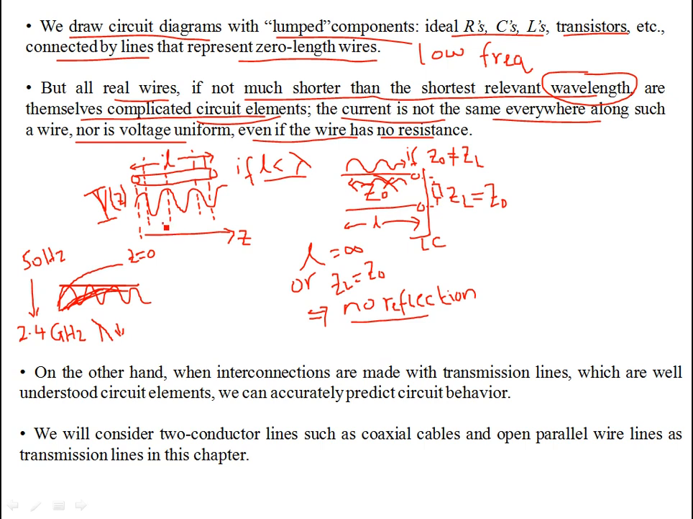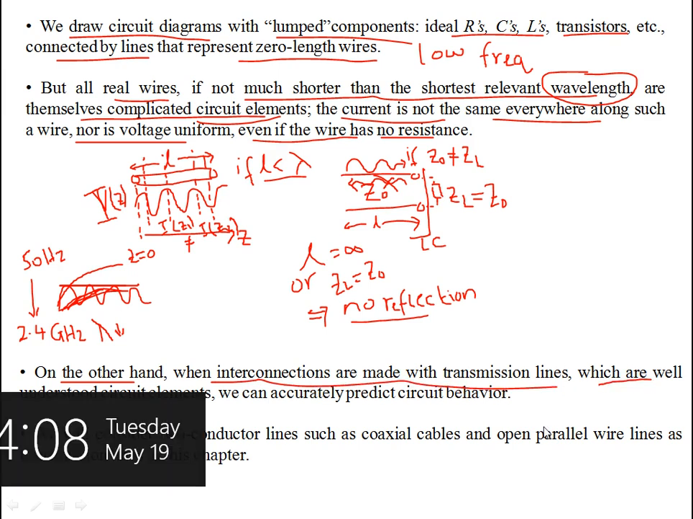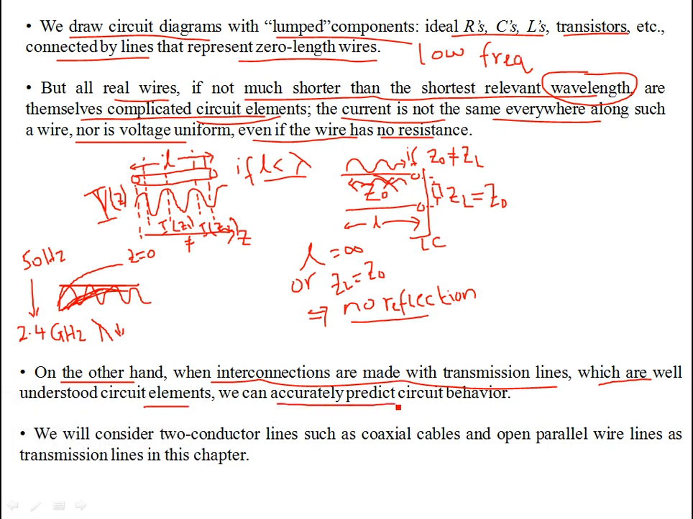So for example, over here, let's call this point Z1. I at Z1 is obviously not equal to I at Z2, because the line is distributed, so the current is also a function of space coordinates. So you don't have a constant current, and you cannot consider a piece of wire with zero resistance. It's a circuit in itself. On the other hand, when interconnections are made with transmission lines, which are well understood circuit elements, we can accurately predict the circuit behavior.